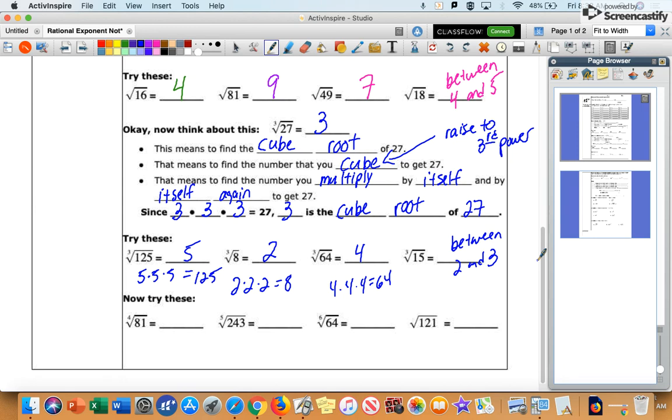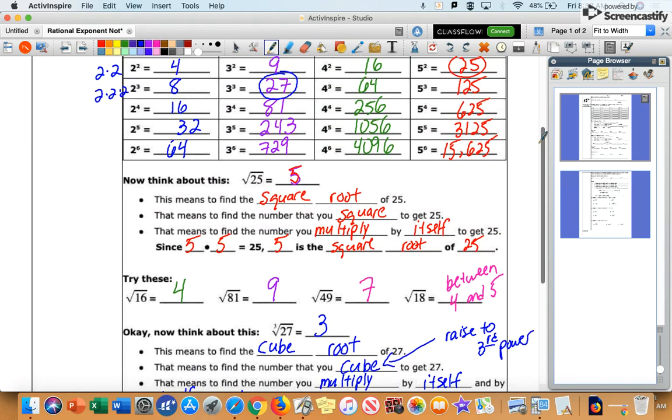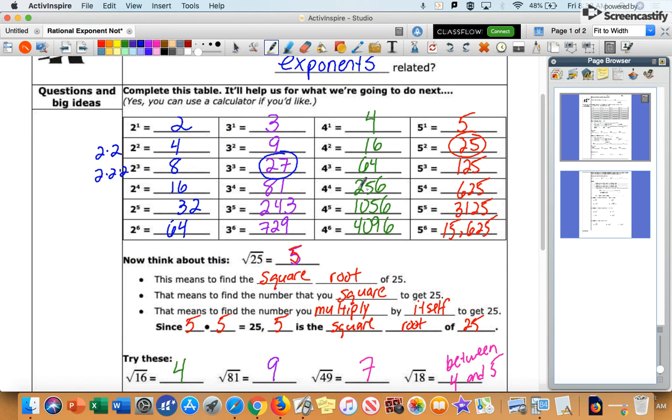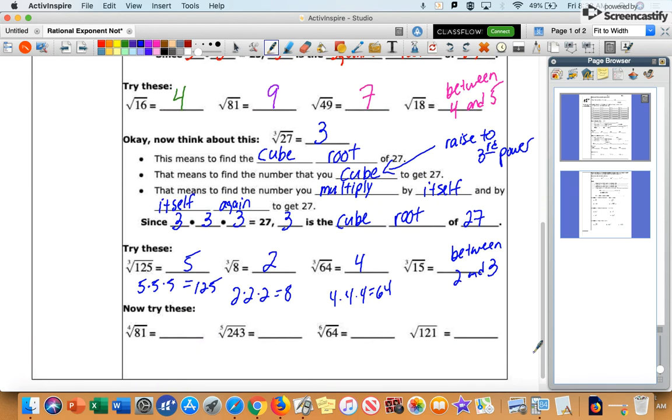All right, how about these other ones here? Notice that now we have a 4. So what times itself 4 times is going to be 81. Let's see if we have that on the chart here. So this is called the 4th root. So what times itself 4 times? So we're looking at this row right here for these numbers. What times itself 4 times is 81? 3 times itself 4 times is 81. So the 4th root of 81 is 3, because 3 times itself 4 times is 81.